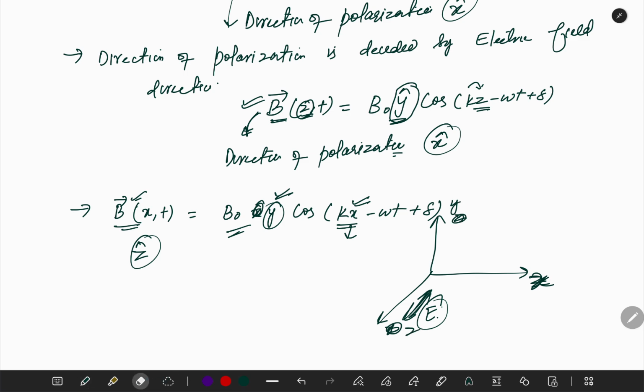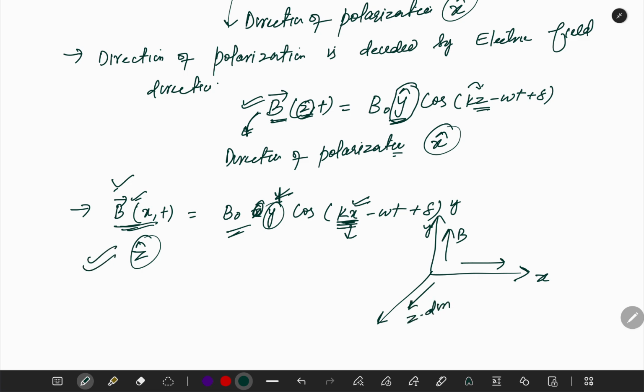Okay, I did some writing mistake. Let me tell you again from the equation. The wave is traveling along x. Let's say this is the x-axis and the wave is traveling in this direction. The magnetic field is along y. Let's say this is the y direction, so the magnetic field is in this direction. So the electric field would surely vary along this z direction. So the direction of polarization is along z, because polarization is solely decided by the electric field. The electric field is the primary indicator of polarization.